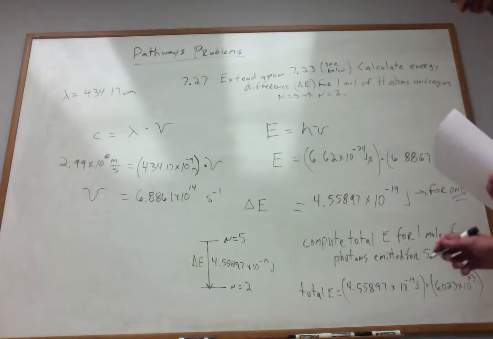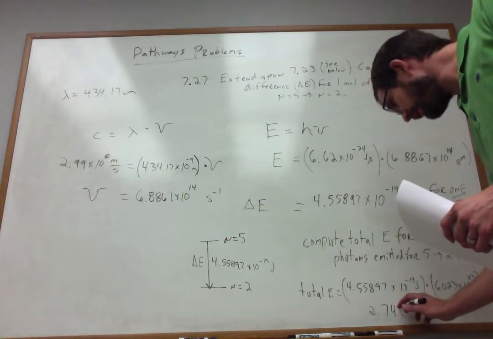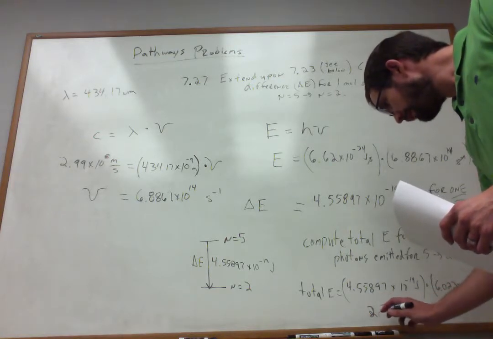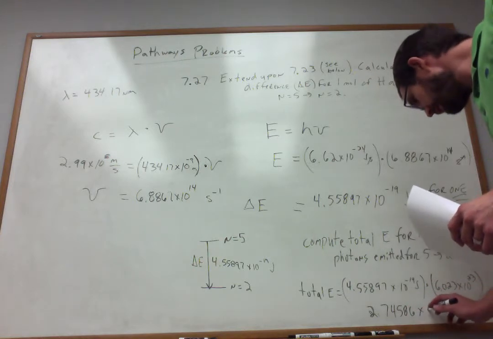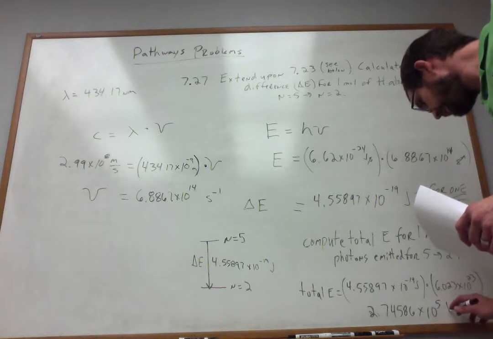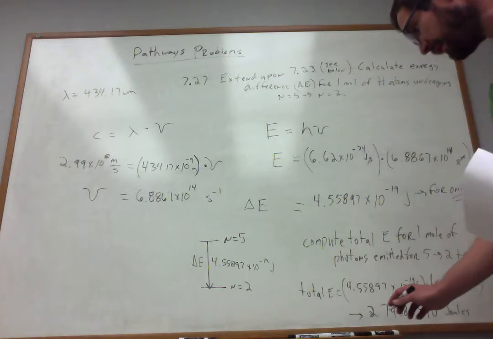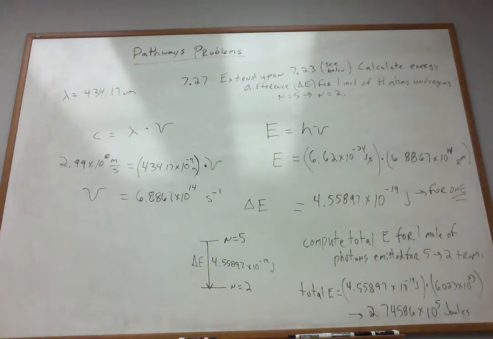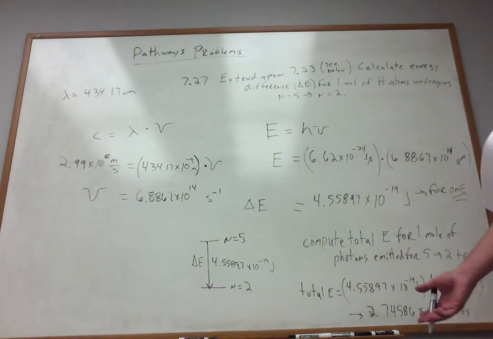Okay, so for a mole of hydrogen atoms, you end up doing the math. You get 2.745, so 2.74586, if you want some more sig figs, times 10 to the 5th joules. This is the energy of 1 mole of photons that are produced from the n equals 5 to n equals 2 transition in hydrogen. All I did is I add up the energy of all the photons that make up a mole of photons. That would result from maybe a mole of hydrogen atoms, okay?